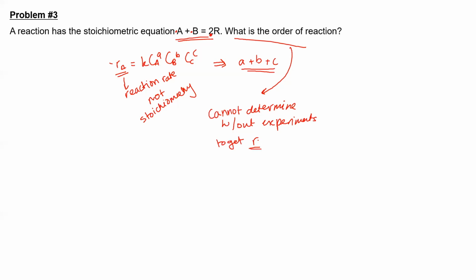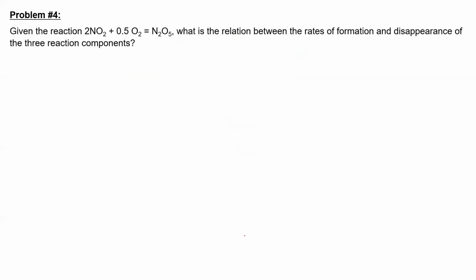So again, for the order of reaction, you need to get your reaction rate. Stoichiometry is not sufficient to do so. Okay, moving on. Problem 4. Given the reaction of 2NO2 plus 0.5 O2 giving N2O5, what's the relation between the rates of formation and disappearance of the three reaction components?